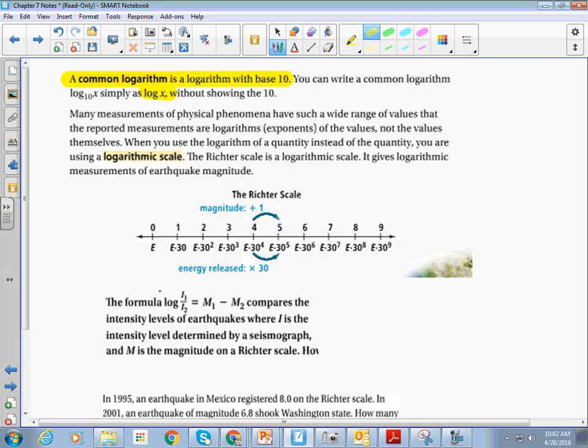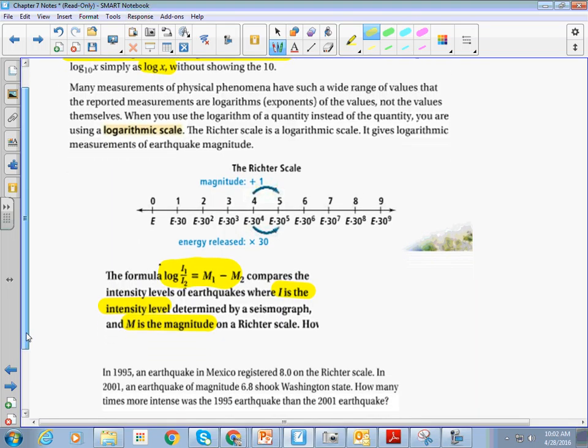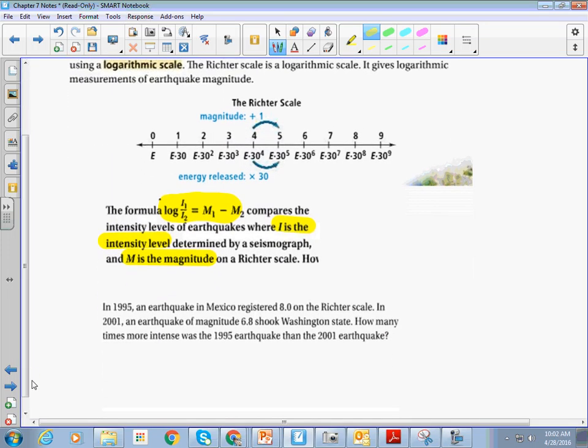So here is our friend, the Richter scale. I do want you to write this formula down. Log I1 over I2 equals M1 minus M2. It compares the intensity level, where I is the intensity level determined by a seismograph, and M is the magnitude. We are going to use this formula to solve problems, so it's important to write this down. So let's see how we can use this.